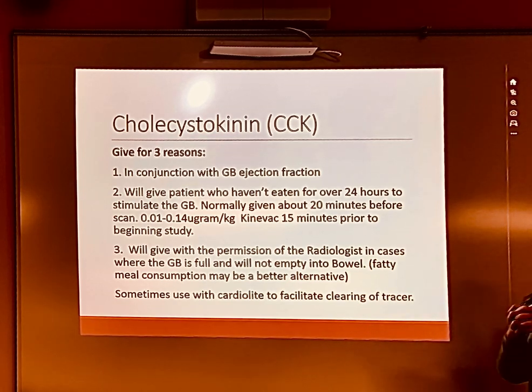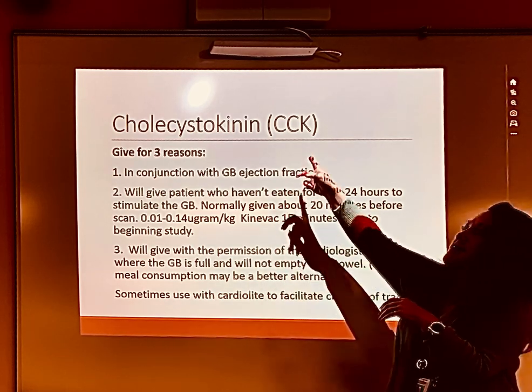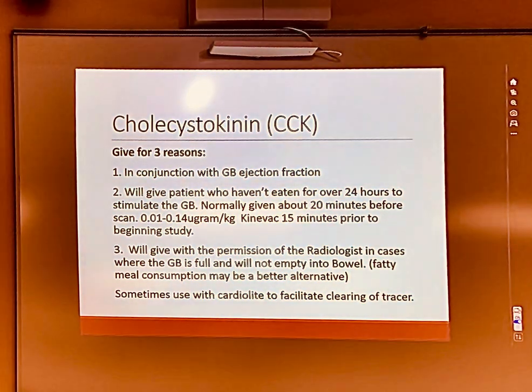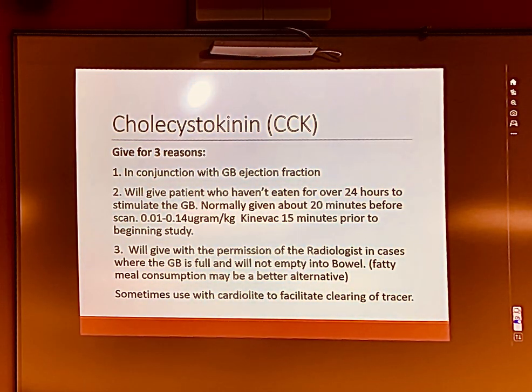Now, you're going to say, why does this say Kinevac and this says CCK? So there are multiple medications that are cholecystokinin analogs. Kinevac, Sincalide, and CCK. Those are the 3 common ones. Sincalide and Kinevac are pretty much the same thing. You will see them used interchangeably. I stole this from Mrs. Mack, so that's why I didn't fix it, so I apologize. But they're the same mechanism of action.